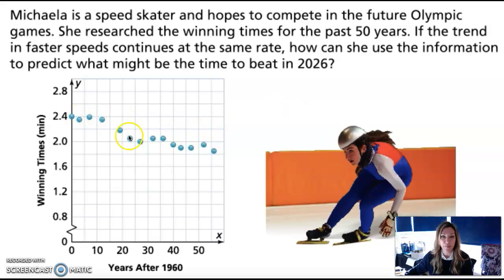So take a look at the scatter plot. We can see that there is a relationship between the winning times in minutes and the years after 1960. What kind of relationship do we see? This is a negative relationship, or a negative association, between the variables. That means as the winning times increase, what happens to the years after 1960? They begin to decrease, exactly.